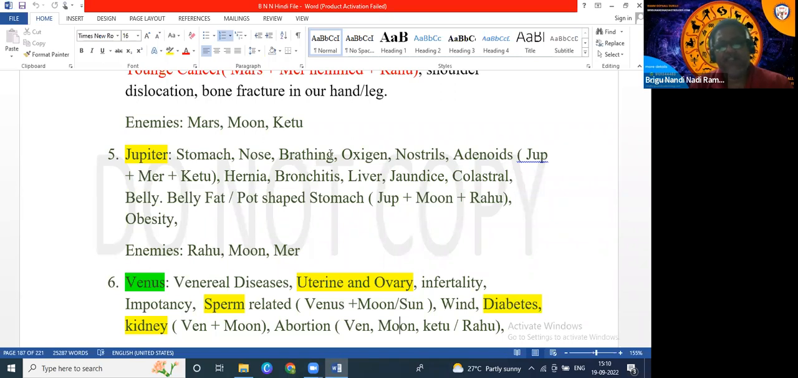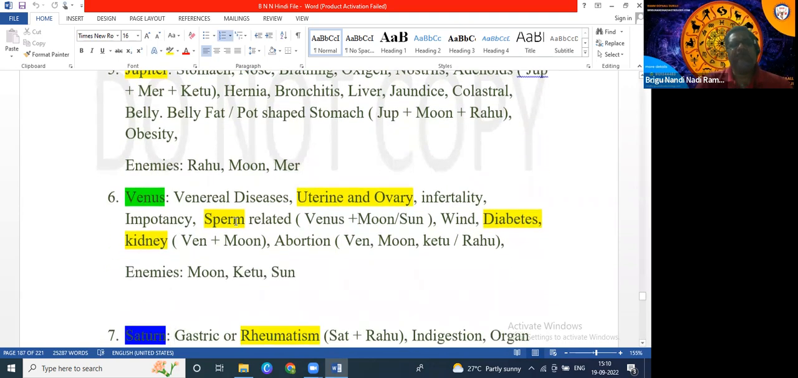Jupiter is actually stomach, Moon is water in the stomach, Rahu is round shape. So that's why the native will get a pod-shaped stomach or belly fat. Generally the native will suffer from obesity. Jupiter is obesity. So if Jupiter is conjoined with Rahu, Moon, Mercury, the native will suffer from obesity, liver problem, or jaundice, or nostril related problems like adenoids. Like this, the native will get Jupiter related problems if Jupiter is conjoined with enemies Rahu, Moon, Mercury.